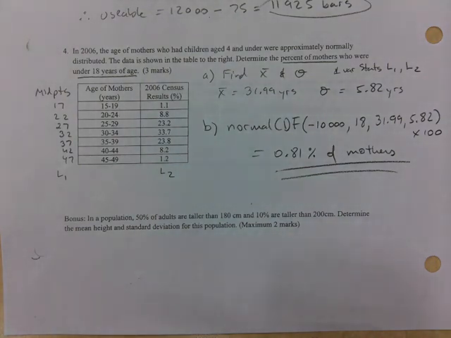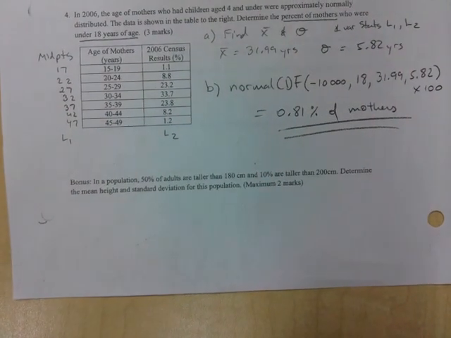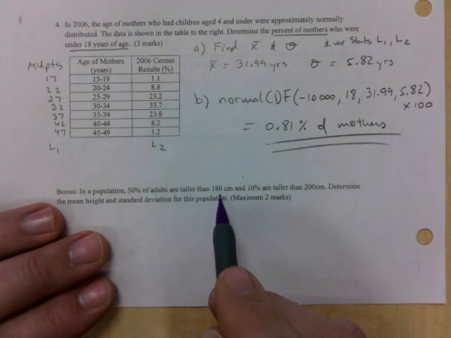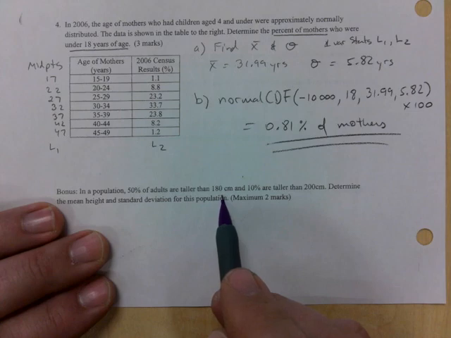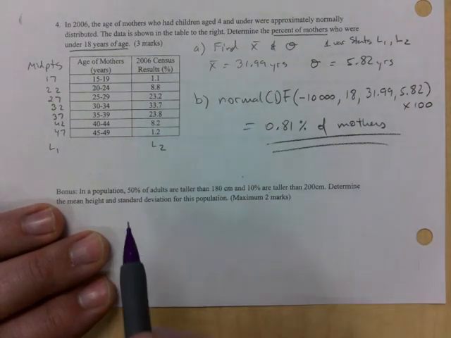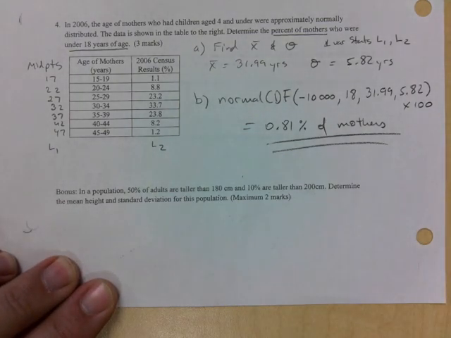So for the bonus, I will say this. It says in a population, 50% of adults are taller than 180 and 10% are taller than 200 centimeters. Okay? Determine the mean and standard deviation for this population.